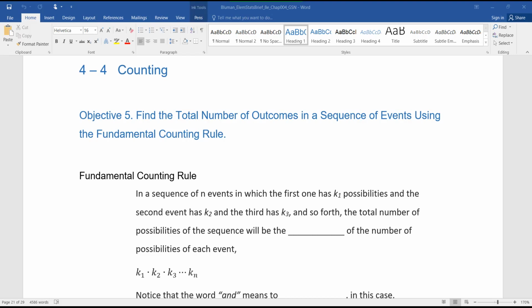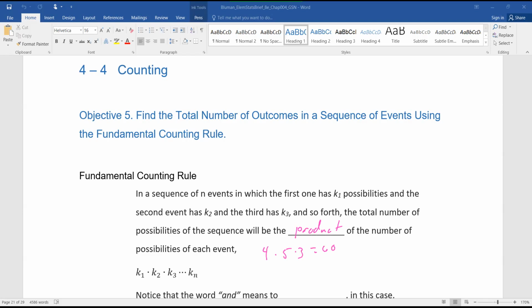So the fundamental counting rule is there's a sequence of n events in which the first one has k1 possibilities, and the second has k2 possibilities, and the third has k3 possibilities, and so forth. The total number of possibilities in the sequence will be the product of the number of possibilities in each event. So like I said, if you had 4 breads, 5 meats, and 3 cheeses, you would literally just multiply those, and you would get 60 different combinations. And that's the fundamental counting rule.